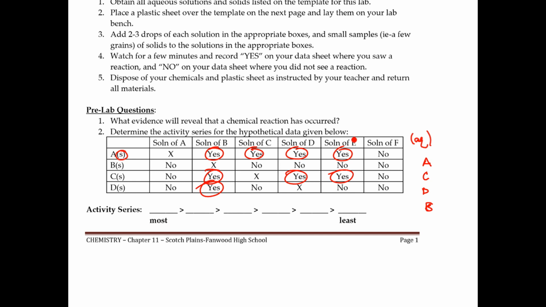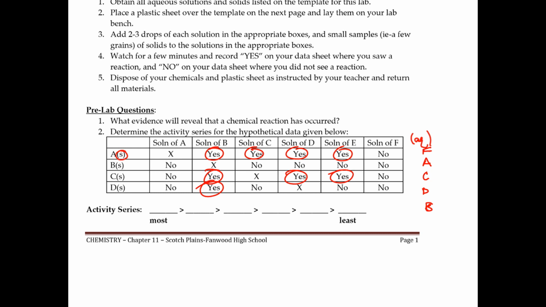So let's figure out something. You'll notice that nothing could kick out F. A could not kick out F, B could not kick out F, C could not kick out F, D could not kick out F. So if nothing could kick it out, that means it must be the most active. Nothing can kick it out. So that means that F must be at the top of the list.